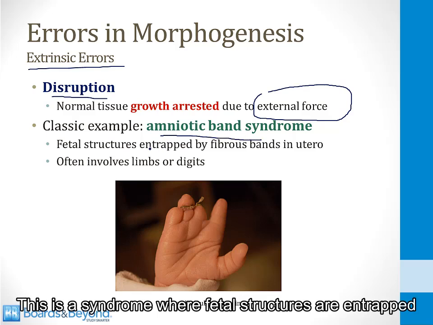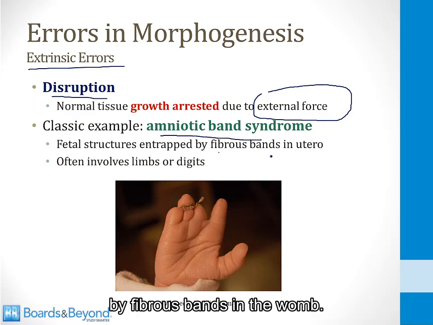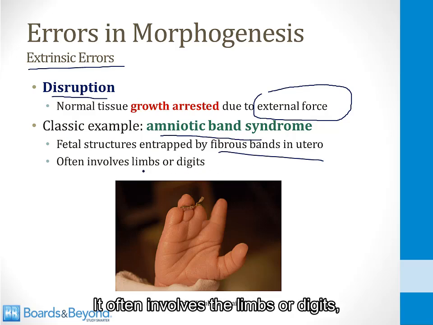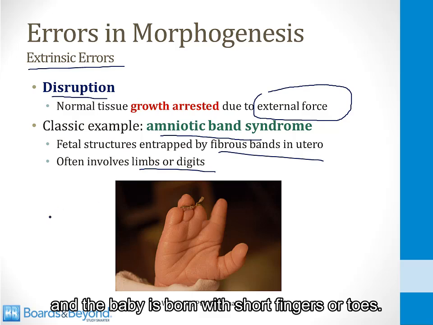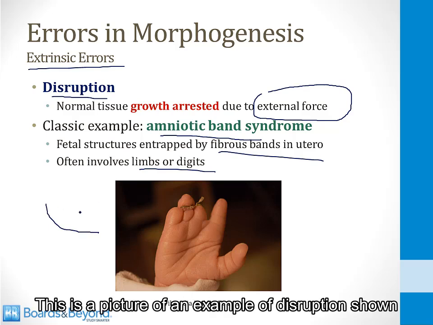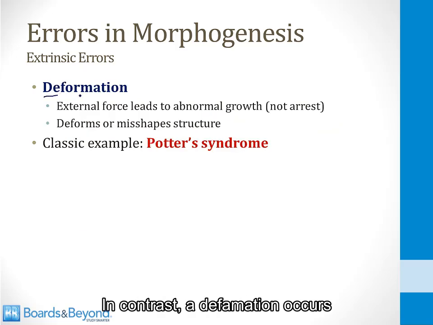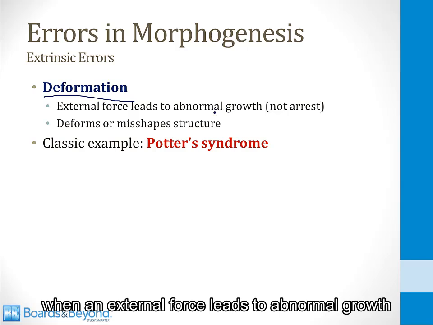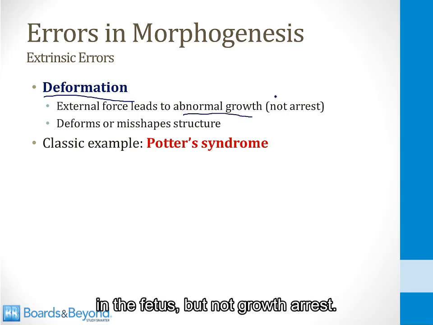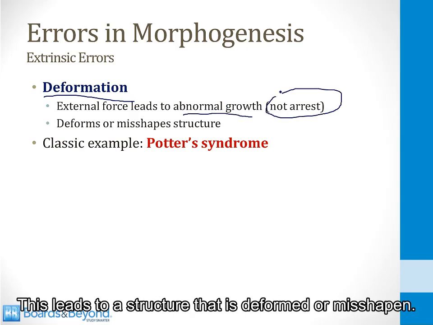This is a syndrome where fetal structures are entrapped by fibrous bands in the womb. It often involves the limbs or digits, and the baby is born with short fingers or toes. This is a picture of an example of disruption shown on the screen here. In contrast, a deformation occurs when an external force leads to abnormal growth in the fetus but not growth arrest. This leads to a structure that is deformed or misshapen.